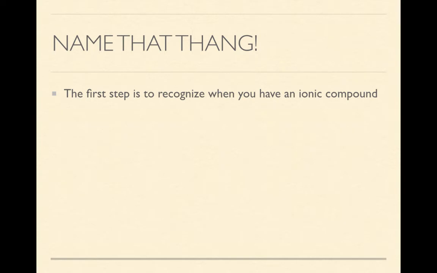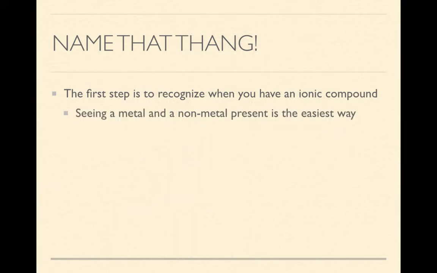Now, when we're naming a compound, the first thing that we need to do is to recognize when we have an ionic compound, because ionic compounds are named slightly different than molecular compounds. We'll learn about molecular compounds in a later lecture. For ionic compounds, we just need to make sure we know when we have one. The easiest way to recognize an ionic compound is seeing that we have a metal and a nonmetal present.